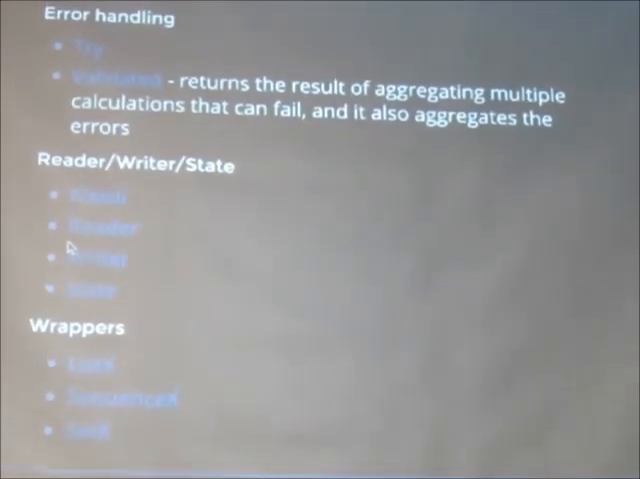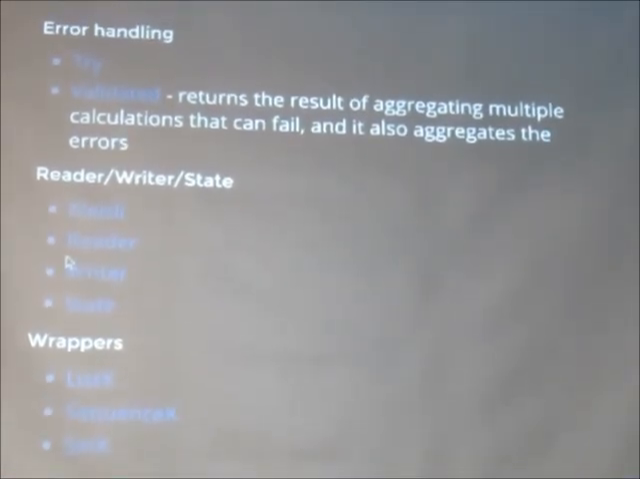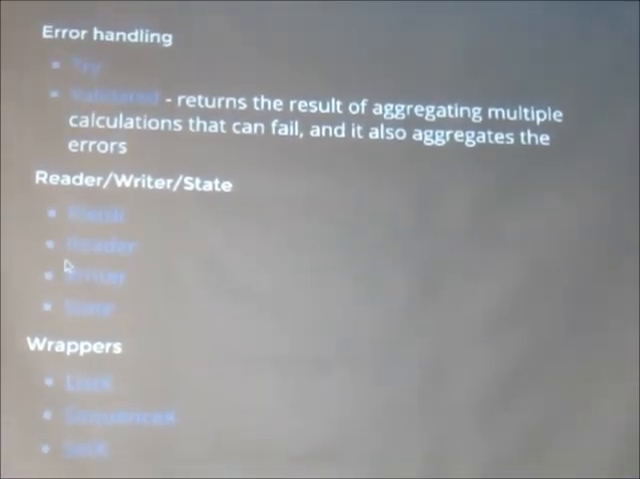You have wrappers. Wrappers basically wrap Kotlin types. So you have list K, sequence K, set K, observable K, and a whole bunch of other types that basically give you monadic functionality and good interoperability with Arrow. So these are essentially just an extension of that.